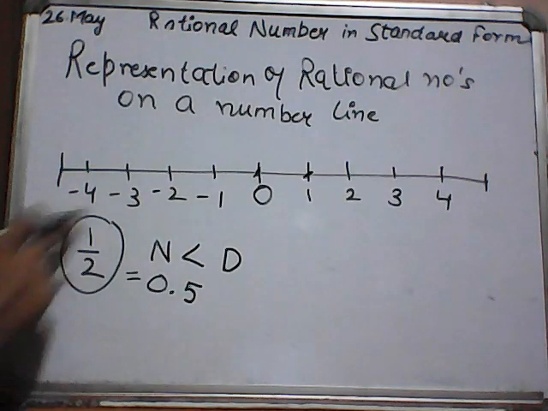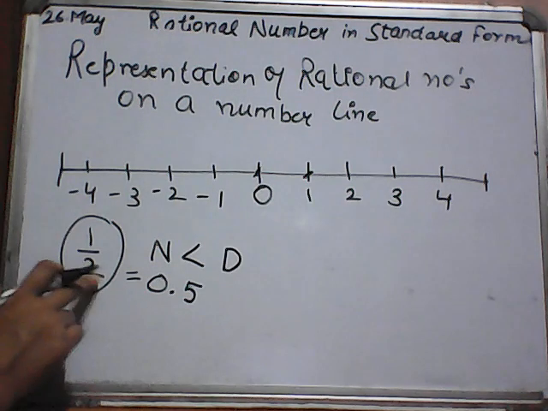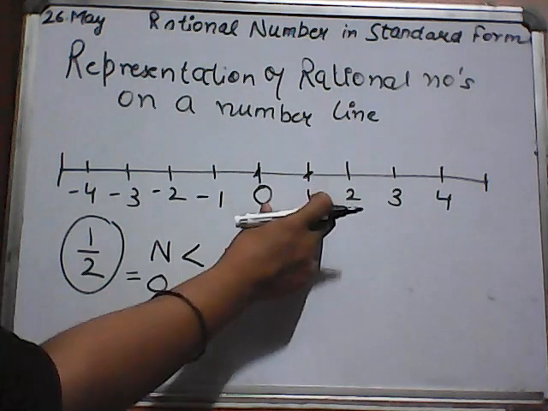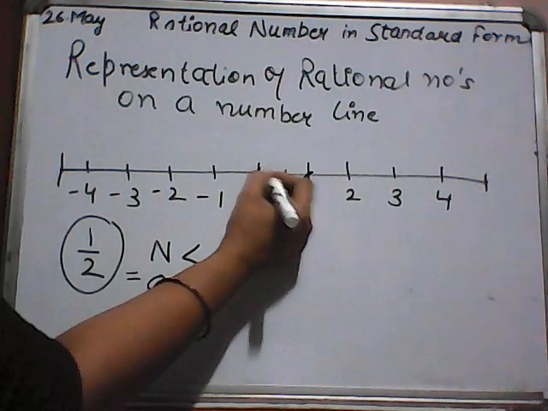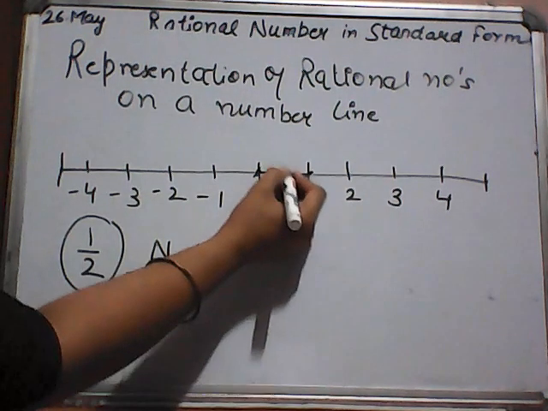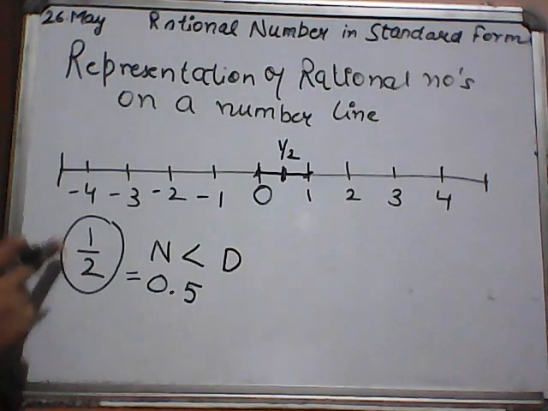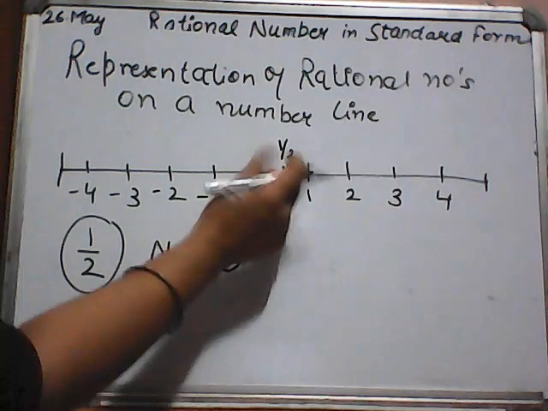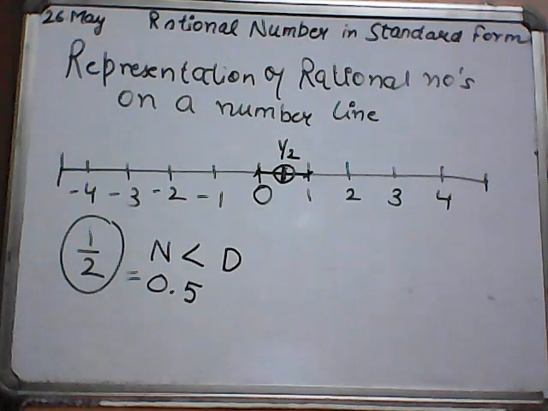Now, firstly you have to check 1 divided by 2. The denominator is 2. That means you have to divide the unit interval into two equal parts: first part, second part. The first part is represented by 1 by 2. It is positive, meaning it lies to the right side of 0. This point represents 1 by 2.